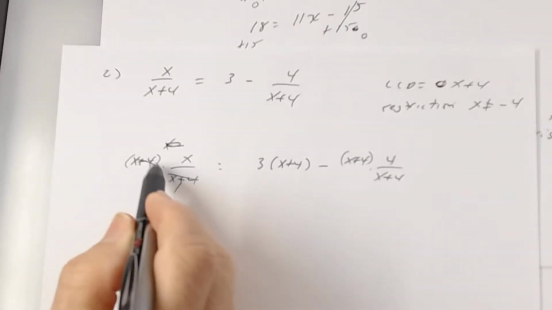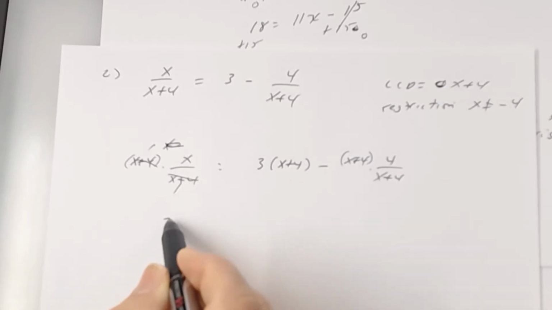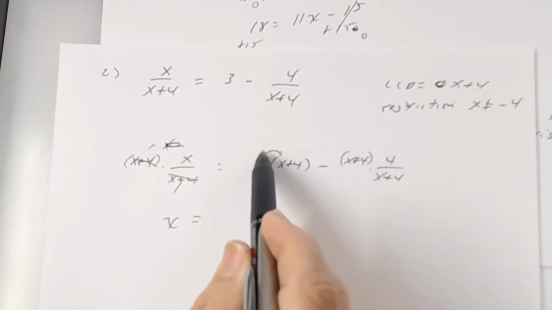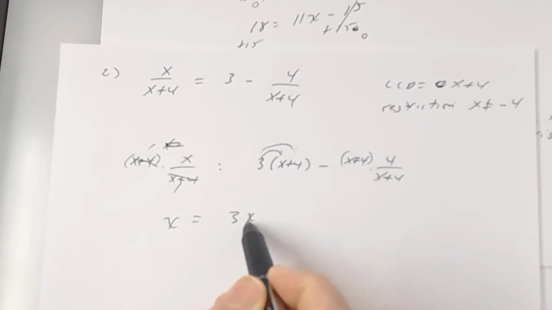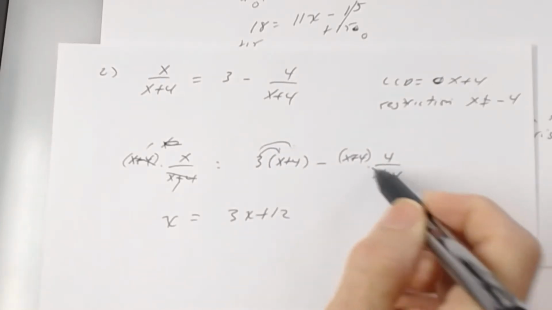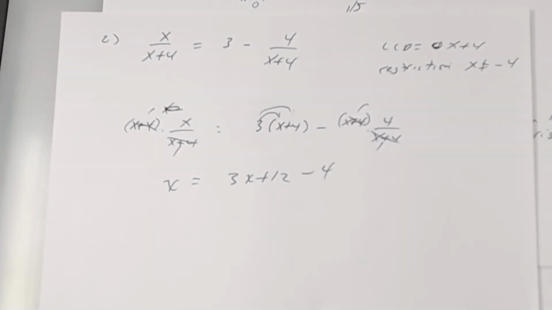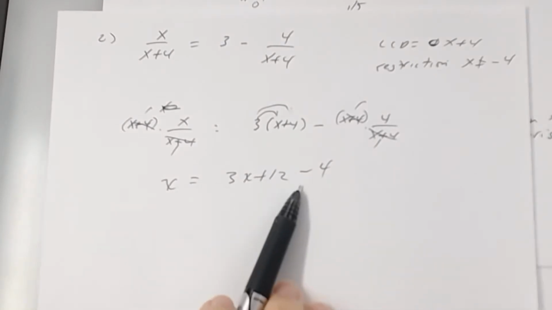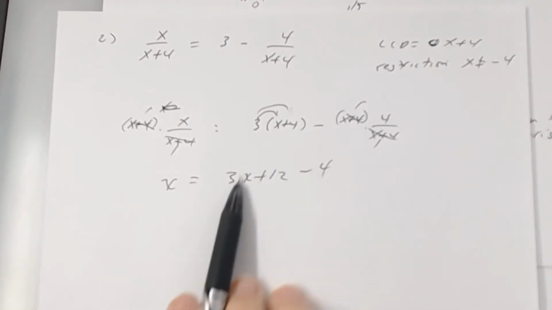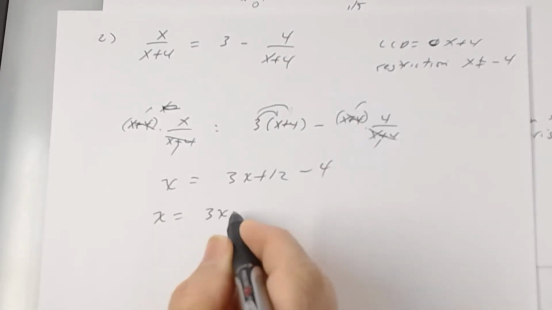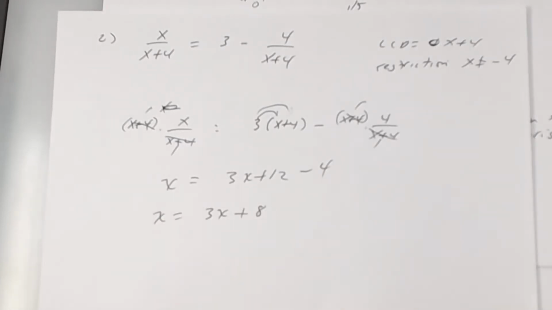X plus 4 is divided out. What are you left with over here? X equal. Now you got to distribute here, so that becomes 3x plus what? 12. And then over here, what's left? 4. All right, so that's where I'm at. So notice I went from a rational equation to what kind of equation? Linear. All right, what can I do on this side? All right, so what do I get when I do that? X equals 3x plus 8.